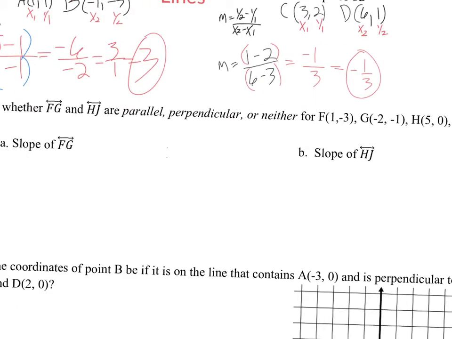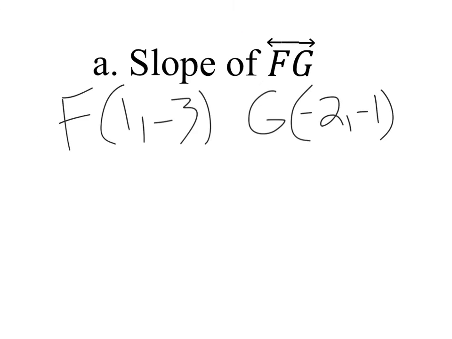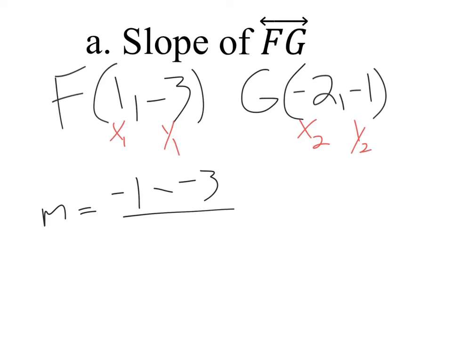So here are the points for FGH and there are the points for J. I'm going to rewrite these, of course. So here are my points for F and G. I'll want to label those as x1, y1 and x2, y2. Okay, so my slope formula is change in y over change in x. So m will equal y2 minus y1, negative 1 minus negative 3 over negative 2 minus 1.